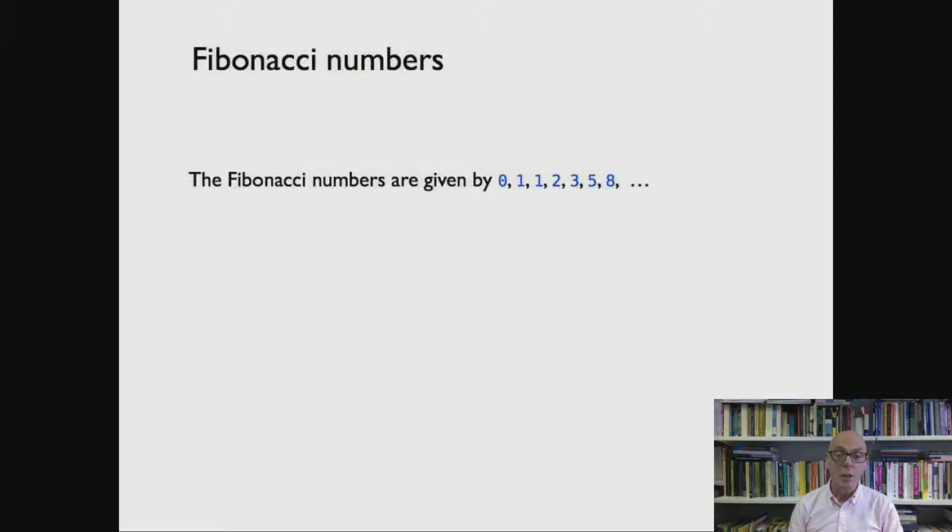By the sequence 0, 1, and then the remaining elements of the sequence are given by adding the previous two. So 0 plus 1 is 1, 1 plus 1 is 2, 1 plus 2 is 3, and so on. So to describe these by a function on integers, we say fib of 0 is 0, fib of 1 is 1, and fib of n is fib of n minus 2 plus fib of n minus 1. Sorry, I should have said n minus 2 there.